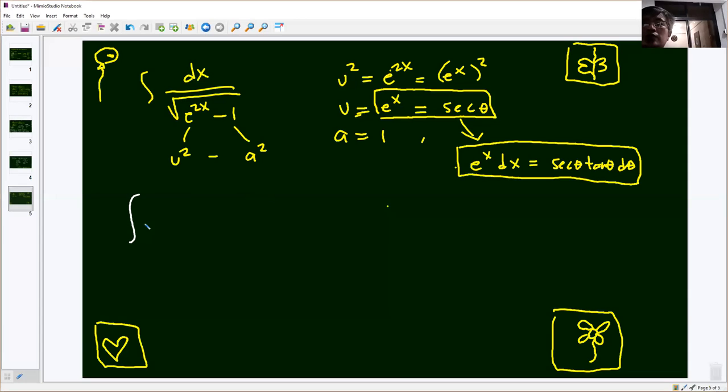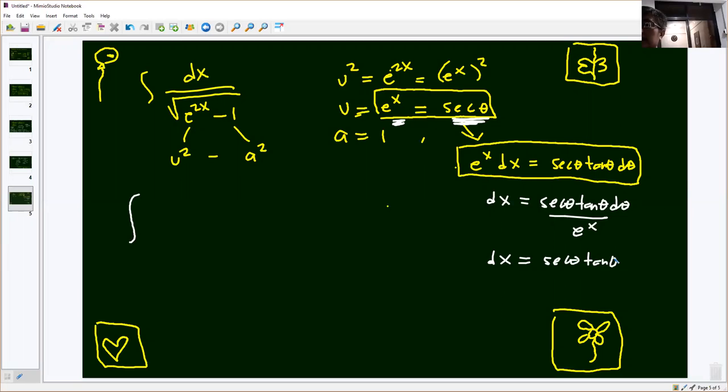So, mangyayari yung dx, syempre, I have to divide by e to the x, no? Dx is sec theta tan theta d theta over e to the x. Right? Now, but sino ba si e to the x? Di ba si sec? Ayan o. So, therefore, dx is secant tangent d theta over secant. Hindi, makakancel lang pala yan. So, our dx is simply tan theta d theta.